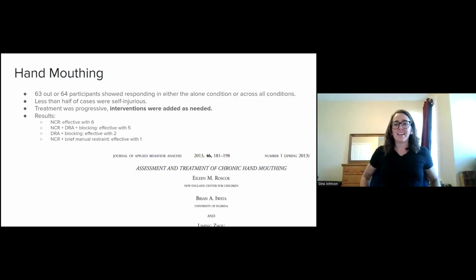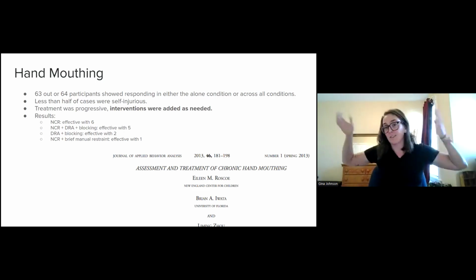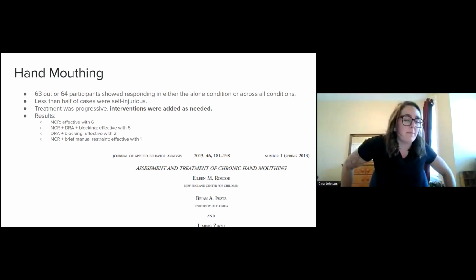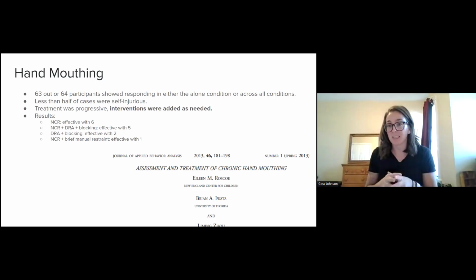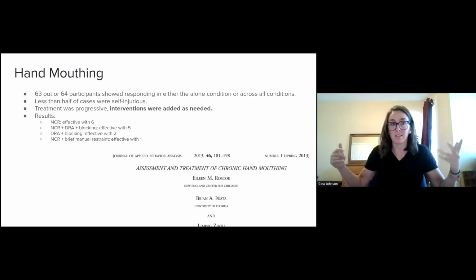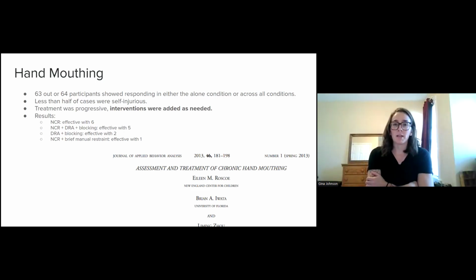Okay, so in this study, this is Roscoe et al. 2013, so it's not super recent, but more recent than that Iwata study. In this case, there were 64 participants, and 63 of them had this behavior automatically maintained. So the vast majority of these cases came out as automatic reinforcement, meaning it occurred in the alone condition or across all conditions. So we did see both of those results, but they're both called automatic reinforcement for our purposes here.